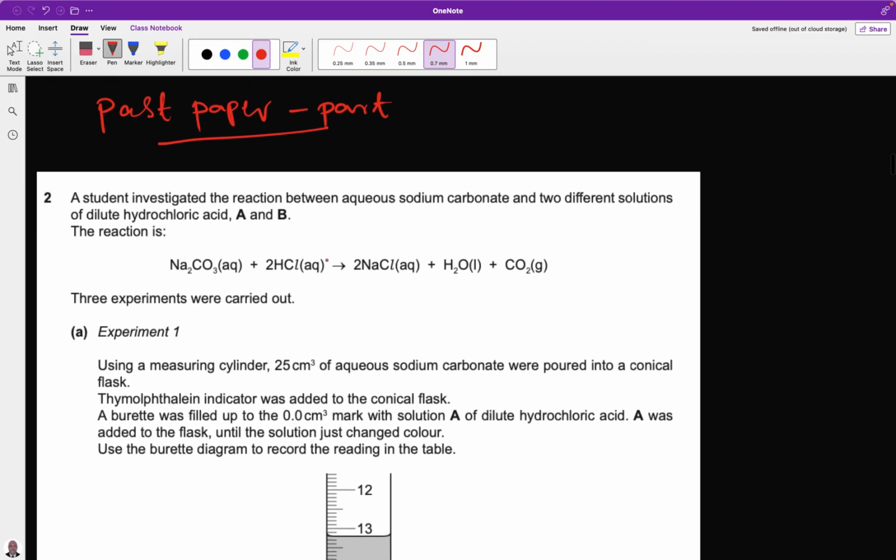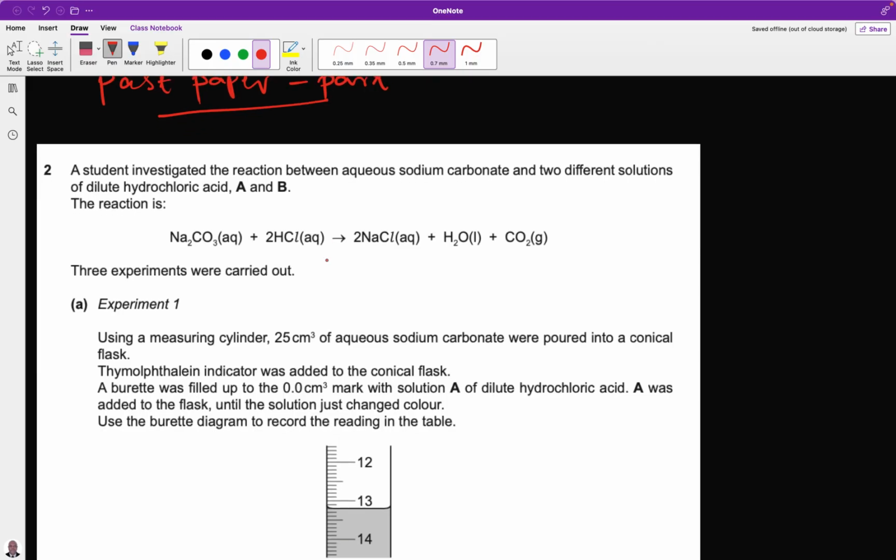The question reads: a student investigated the reaction between aqueous sodium carbonate and two different solutions of dilute hydrochloric acid, A and B. The reaction is sodium carbonate aqueous plus 2 hydrochloric acid aqueous to give 2 sodium chloride plus water plus carbon dioxide.